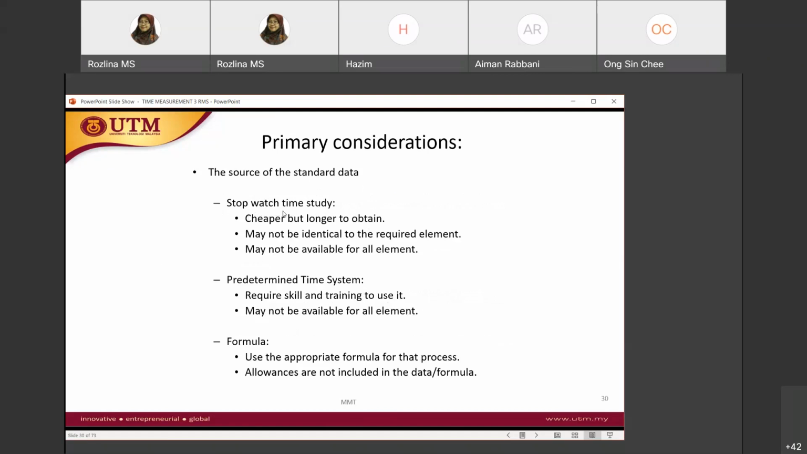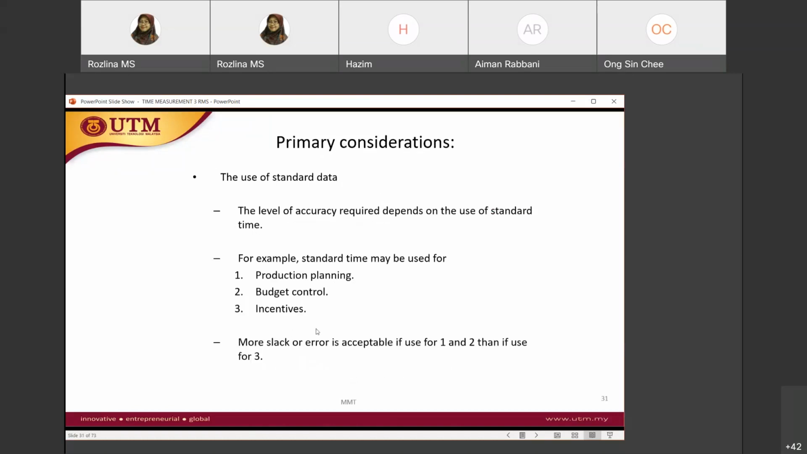Okay, stopwatch time study: cheaper but longer to obtain, may not be identical to the required element, may not be available for all elements. Okay, PTS requires skill and training to use it, may not be available for all elements, and formula, use the appropriate formula for that process. Allowances are not included in the data. Of course, for a machine we don't have the allowance, right. Okay. For example.